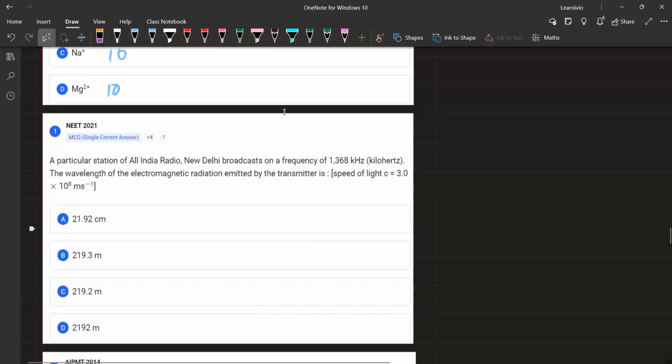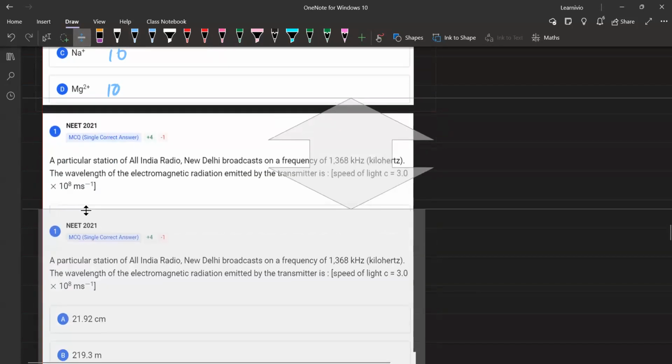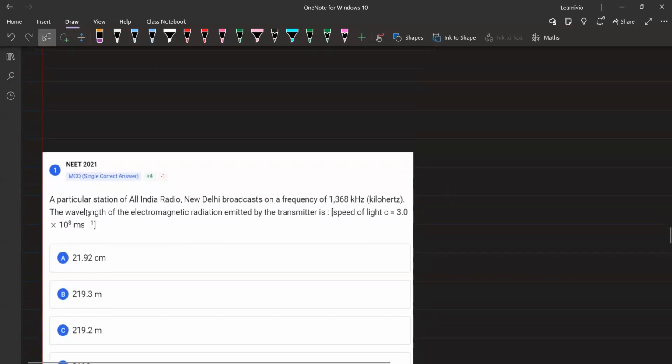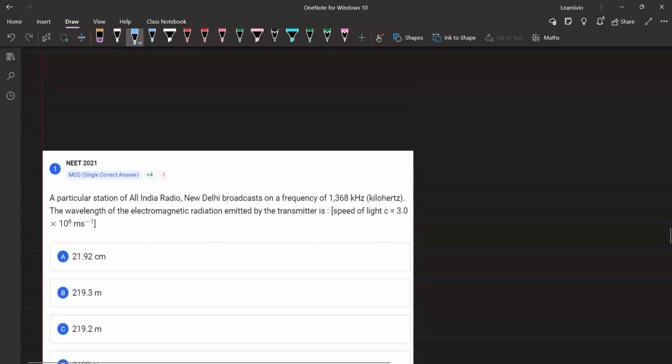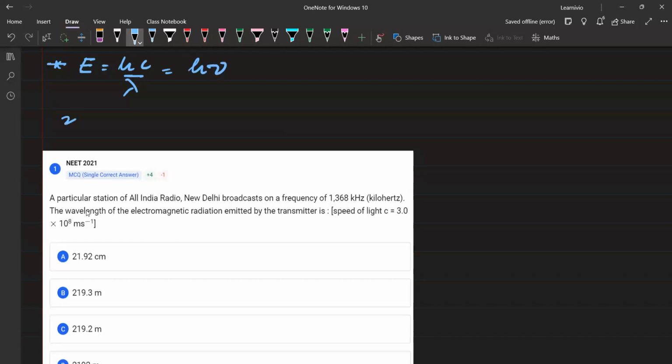Next, we have a particular question. Very basic. I think it is there in NCERT as well of class 11. So the basic thing that we just have to know is energy is equal to h c by lambda, or it is equal to h mu, and mu is equal to c upon lambda. So these are the relationships that you have to remember. Now, did they give the value of h? No, they have not given the value of h. The value of c you should know.